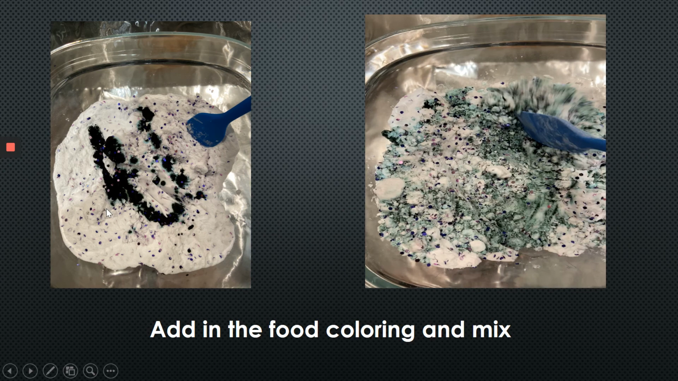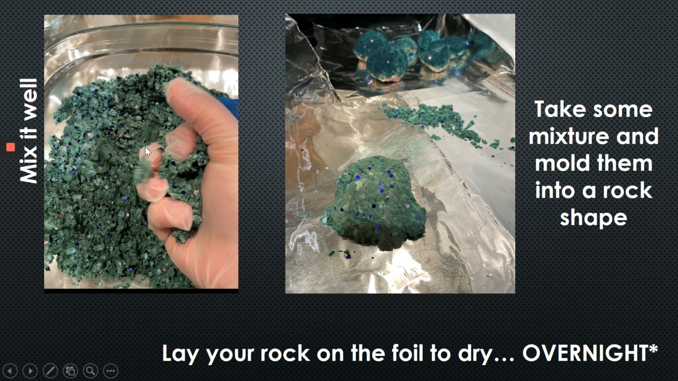Add your food coloring. It's going to start to look like this. It's okay. Mix it well. It should start to blend together like this, okay? Then take some of your mixture and mold it into a rock shape and lay it right there on your tinfoil. You can shape it however you want. Then you let it dry overnight. That's the key part here.